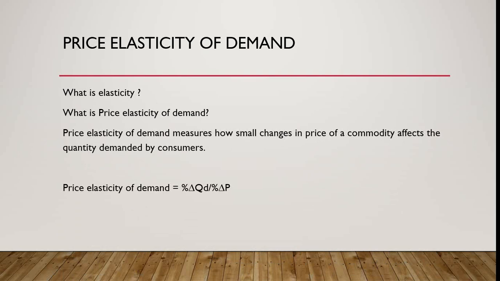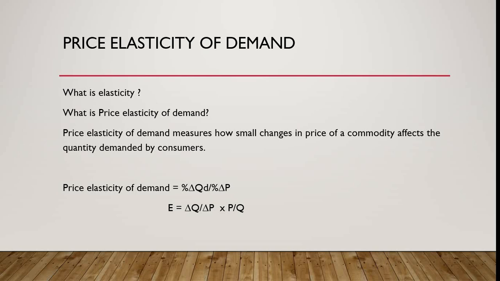So from the definition, price elasticity of demand is going to be the percentage change in quantity demanded divided by the percentage change in price. So the ratio of the two percentages will give us the price elasticity of demand. From this formula, you can derive a better formula for calculating price elasticity, which will be represented as elasticity equals change in quantity demanded over change in price, times price over quantity.